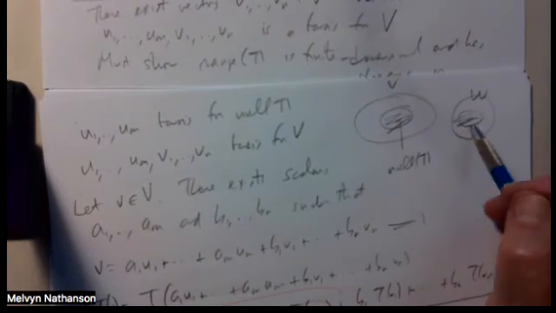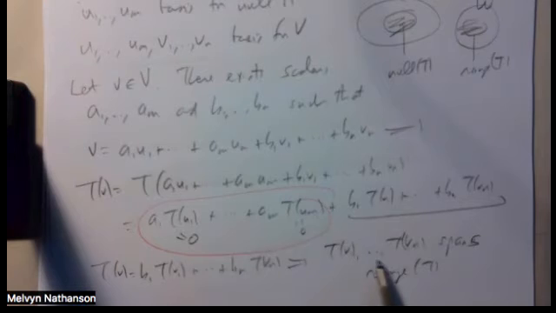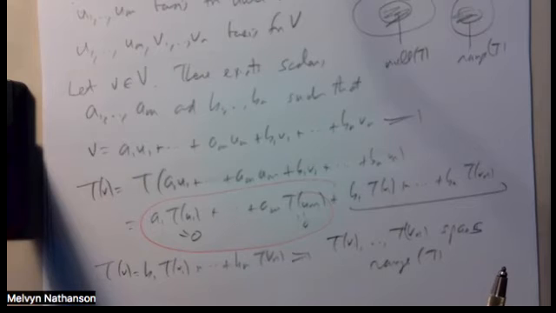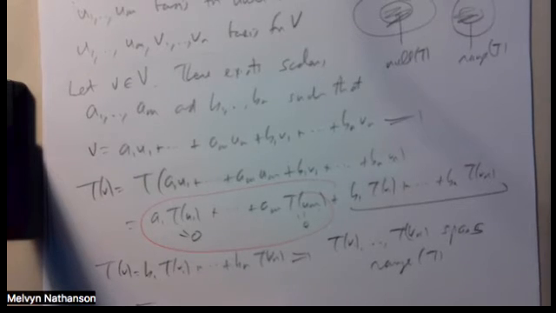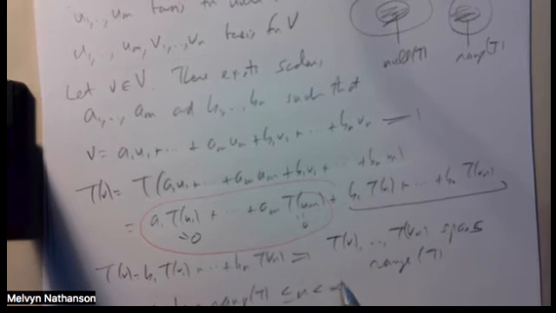Over in W, where you have the range of T, every vector is a linear combination of these n vectors. These are not necessarily linearly independent, but they certainly span the range of T. So the dimension of the range of T is finite. In fact, it's at most n, less than infinity. So the range of T is finite dimensional.